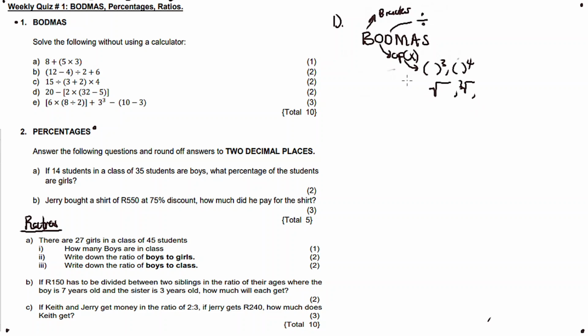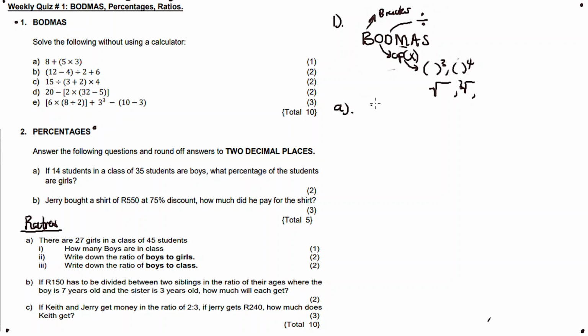Then D is for divide, we want the division sign or the stroke, and then M is for multiplication, A for addition, and S for subtraction. So that's the order of operations: BODMAS. You start with brackets, then O, D, M, A, S. You follow that order. Always, always, always.